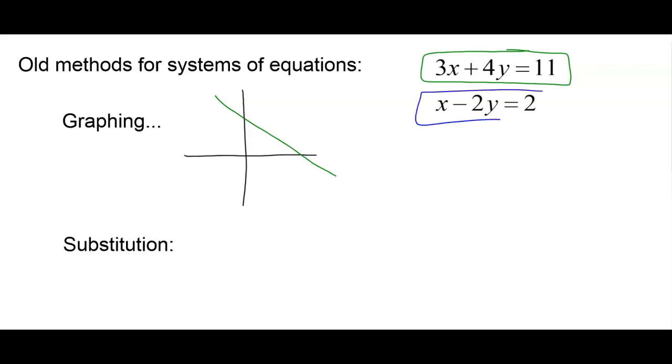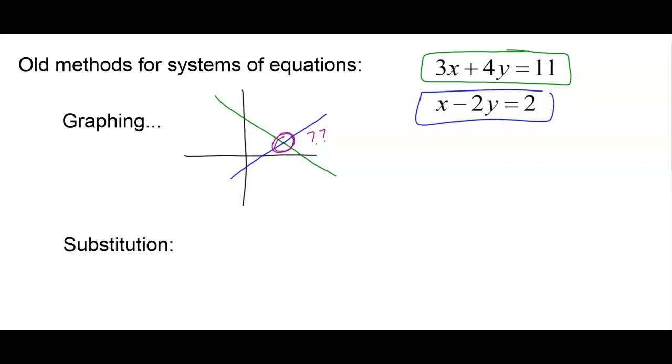And then if you tried to graph this one, at least the x and y intercepts are a little bit nicer. You'd get a nicer picture. But then trying to figure out where the point of intersection is really rough, especially if the point of intersection doesn't end up being some nice whole number coordinates that are easy to figure out.